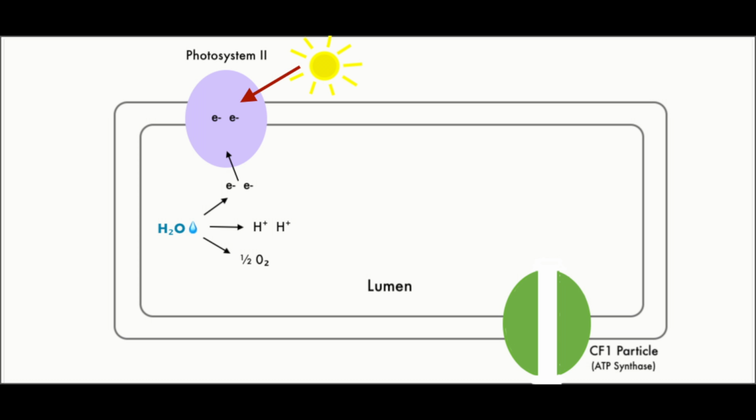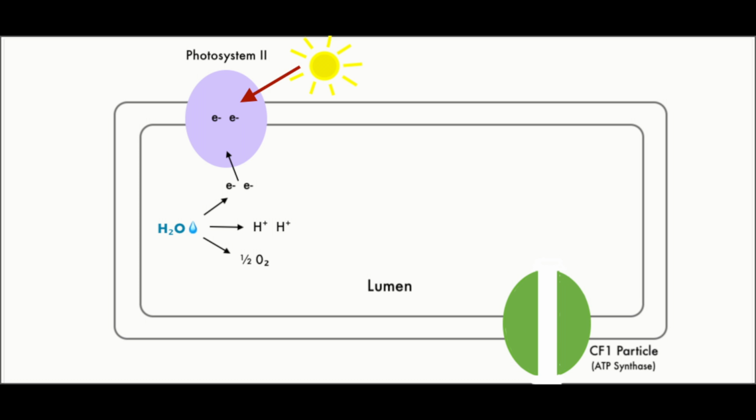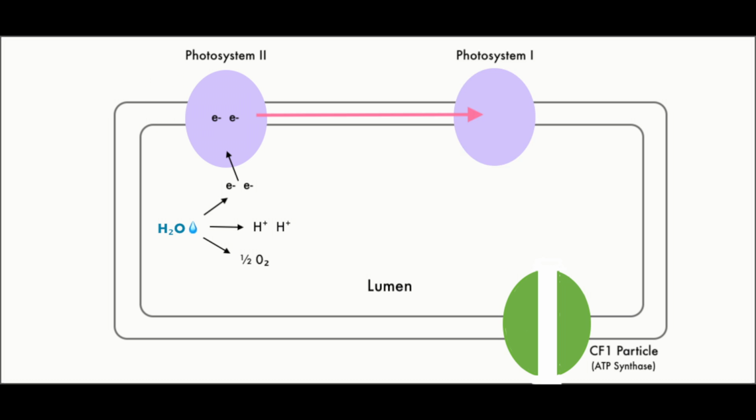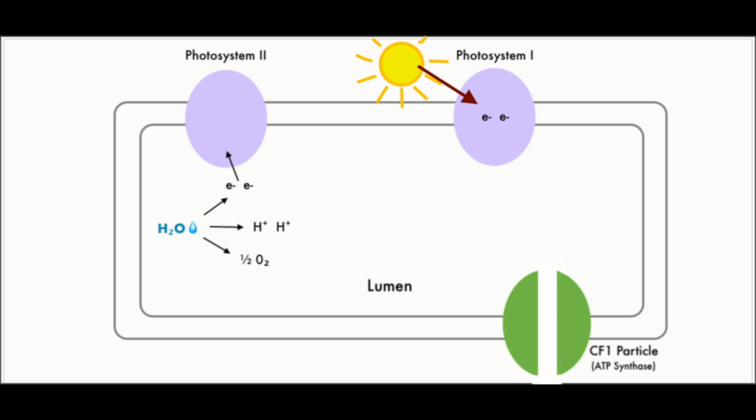Light strikes this photosystem, which excites the electrons, creating energy. The lost energy from the electrons is used to pump hydrogen into the lumen. The electrons then travel to photosystem 1. Light strikes this photosystem, which excites the electrons, creating energy once more. The electrons then join up with hydrogen and NADP to create NADPH.